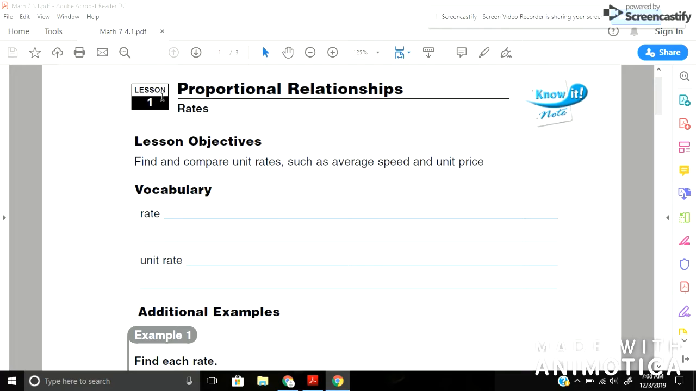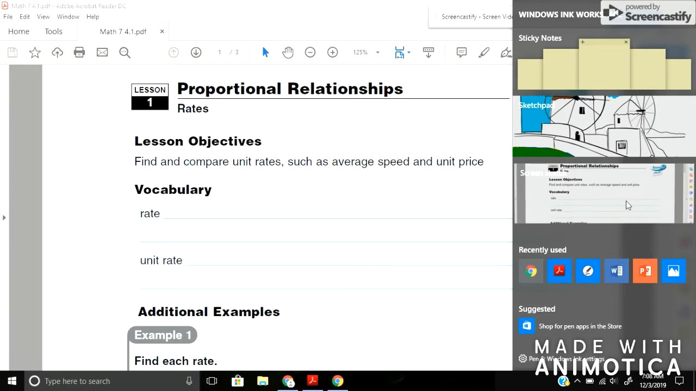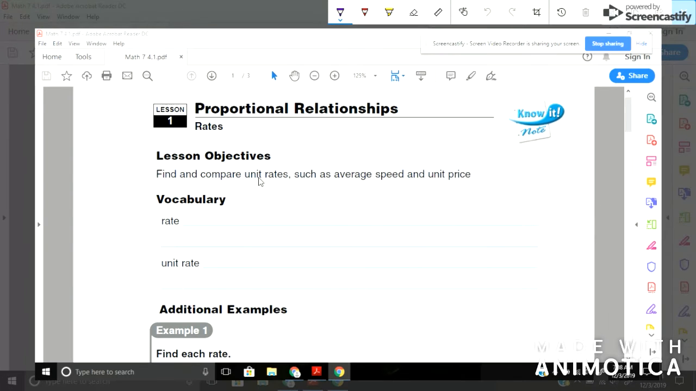In Chapter 4, we'll be talking about proportional relationships, and more specifically in Section 1, we'll be discussing rates. Today's lesson objective is: I can find and compare unit rates, such as average speed and unit price. Another very common example of unit rate that you might see would be in a vehicle, when you're talking about how many miles per gallon does this vehicle get, okay?